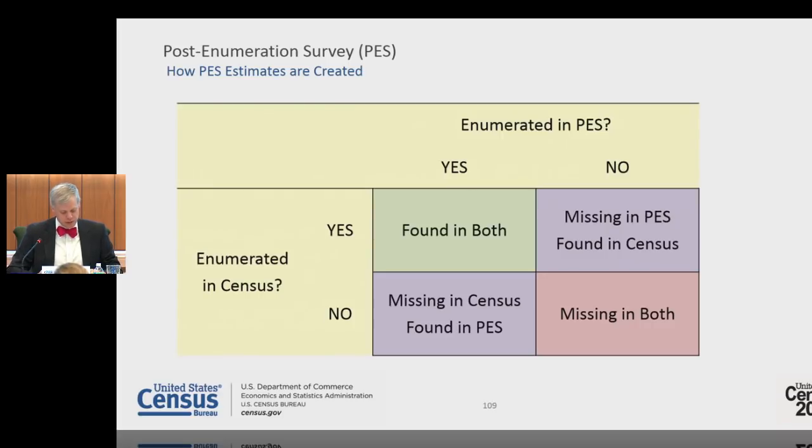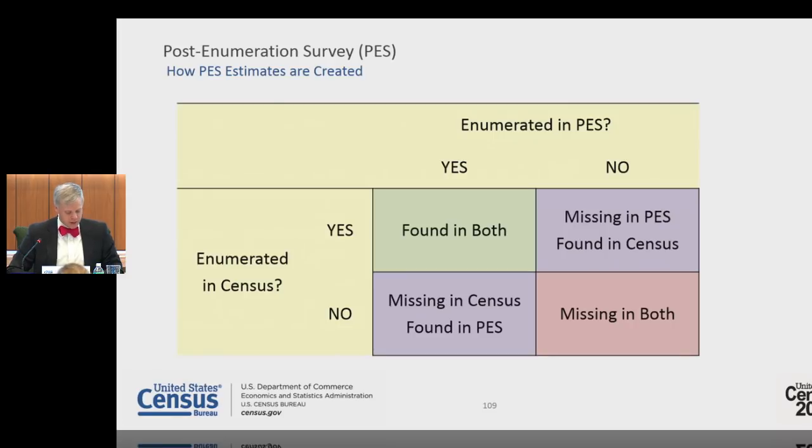The first row shows the people who are enumerated or counted in the census. The bottom row shows the people who were not counted in the census. The post-enumeration survey is like the recapture, where we do a separate independent enumeration of our sample areas from scratch. The first column shows the people who are counted in the PES, and the second column shows the people in the sample who are not counted in the PES. Note that the count in the lower right cell is unknown, so we have to estimate it.